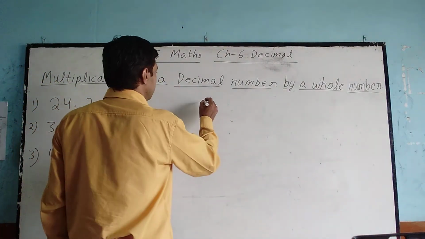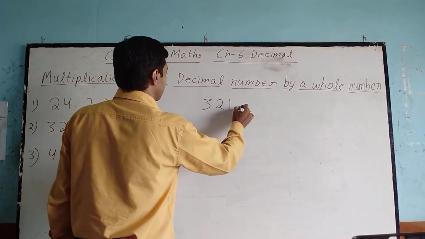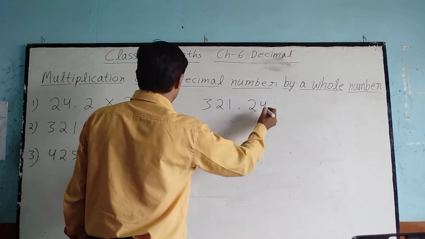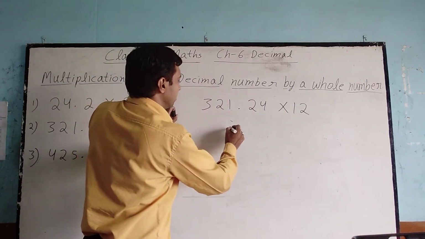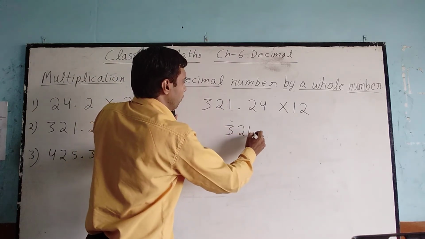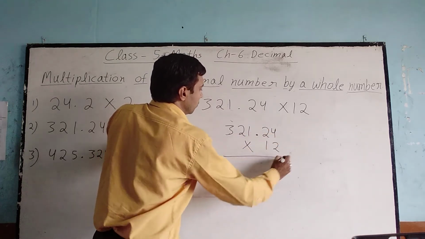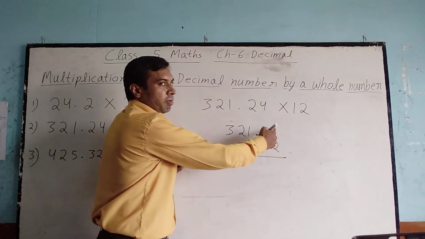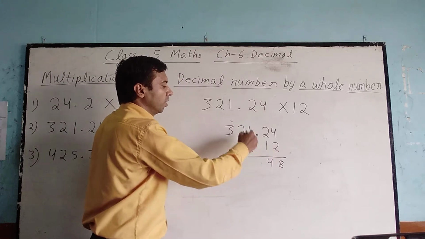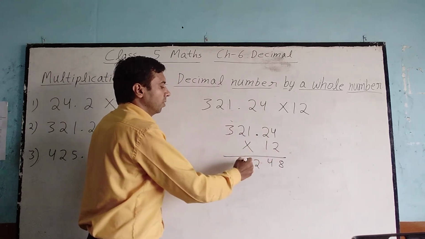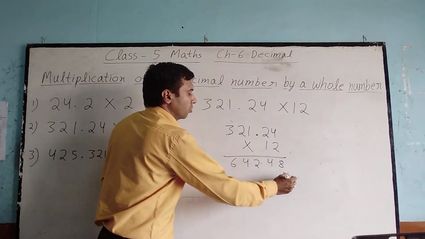Next question. 1.24 multiply 12. Let us start. 1.24 multiply 12. 2 multiply 4, 8. 2 multiply 2, 4. 2 multiply 1, 2. Put a cross here, students.